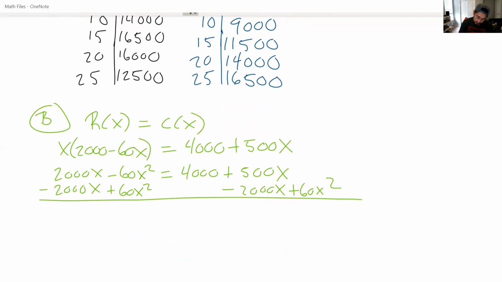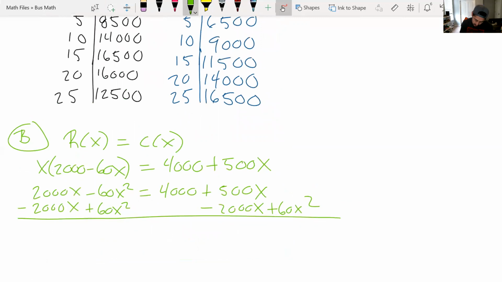So over here, cancel, cancel, cancel. You're left with 0 on the left side, equal to 60x squared minus 1,500x plus 4,000. All I did was rearrange everything on the right side. Highest power to lowest power to constant. That's what happened on the right side.